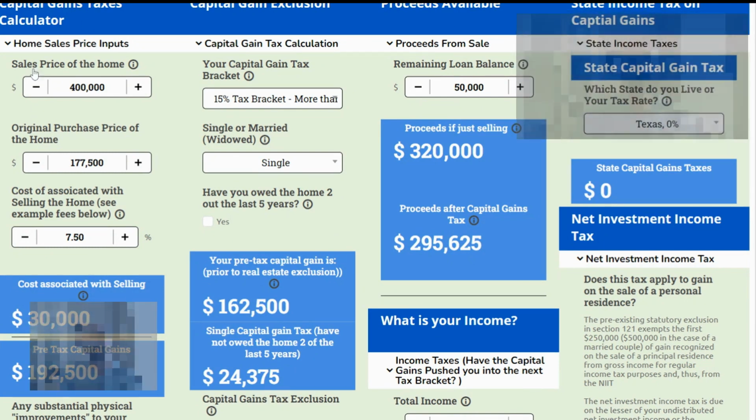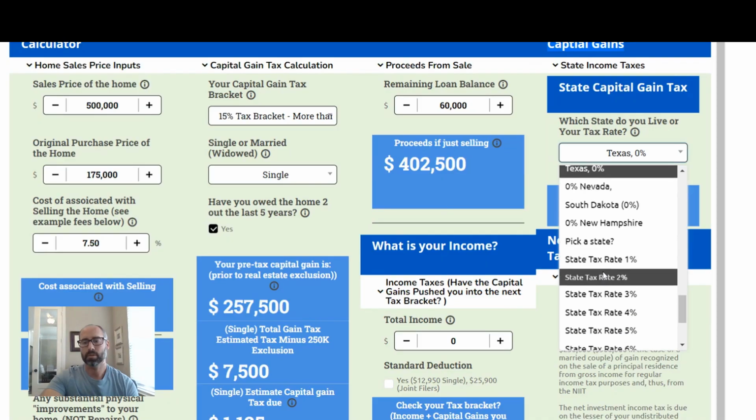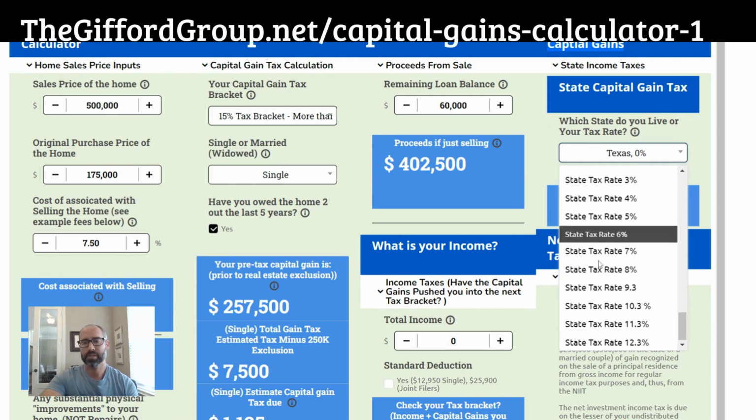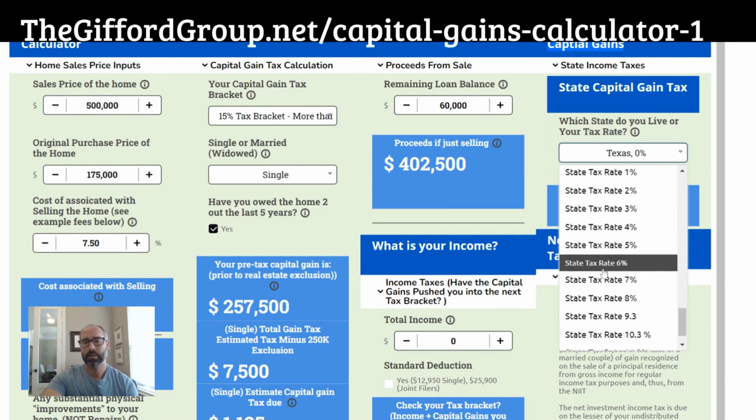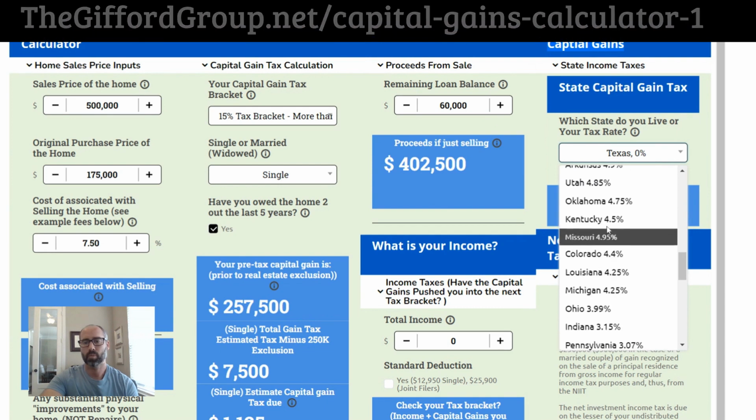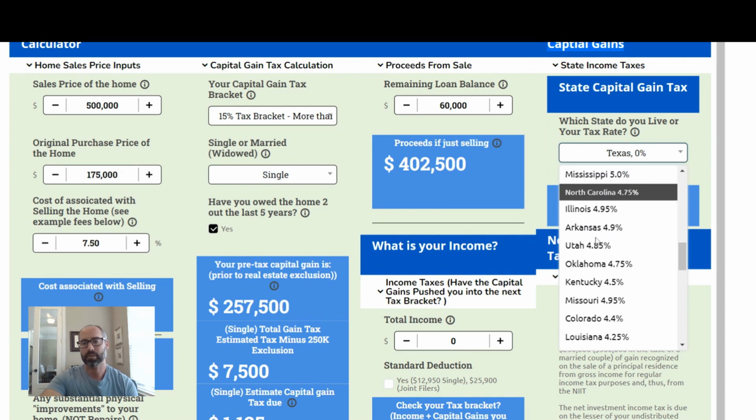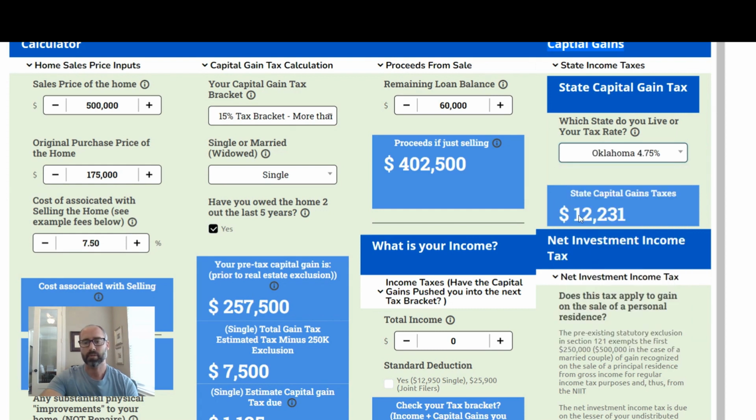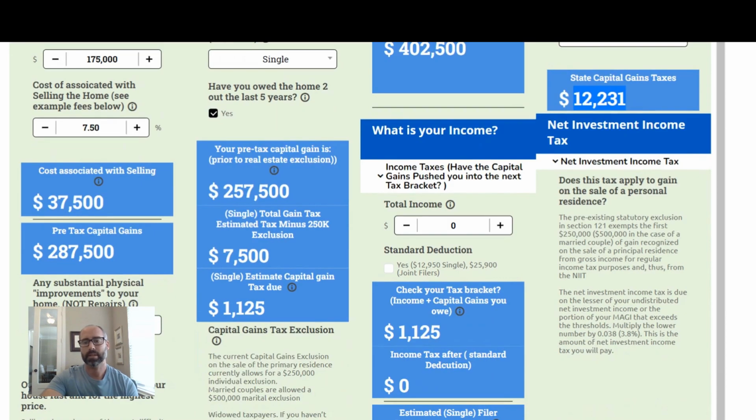Thanks. Pick your state. I just kind of put some default ones in here too, just in case. But for most states, I put what the tax rates are in there for you. Obviously, I can't guarantee these are correct, but this is the latest information I have. So you can see, let's pick Oklahoma, and then it's going to tell you what our capital gains taxes are that are due.